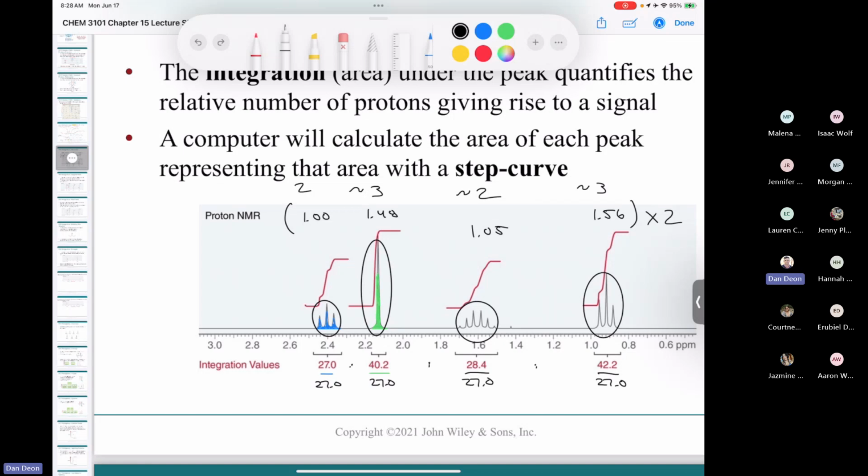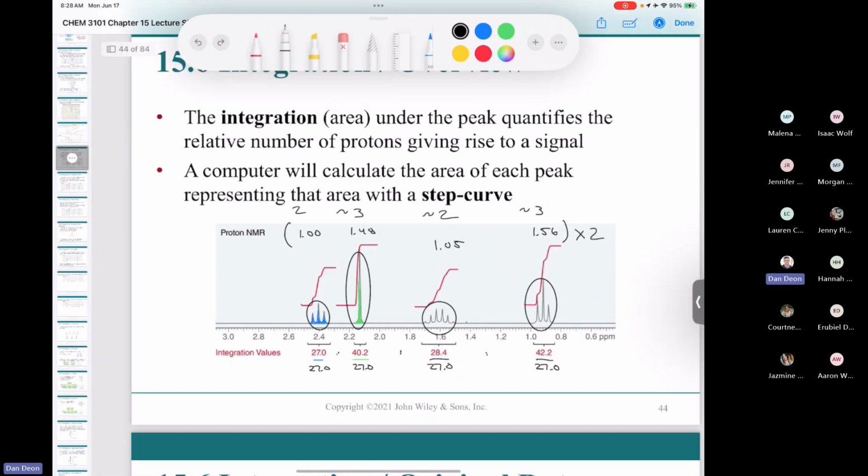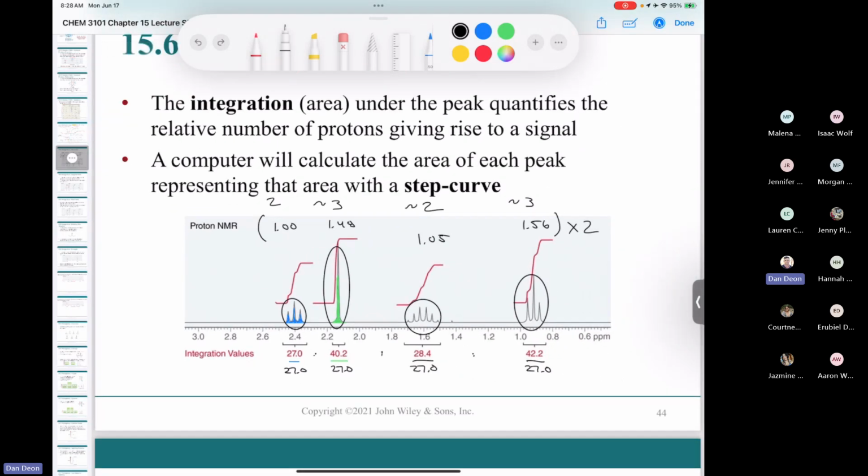Suspenders can help hold your pants up as well. Well, this spectrum is a little bit funny in that it kind of has a belt and suspenders on it. Normally, you only wear one, right? You don't wear a belt and suspenders at the same time. But anyhow, and I'm being a little bit silly here, not only did they give you the relative numbers, the 27, the 40.2, and all that stuff, but they also gave you the step curves.